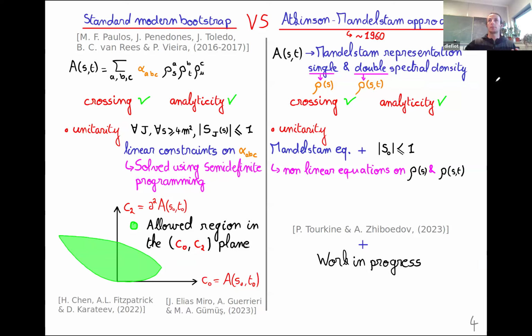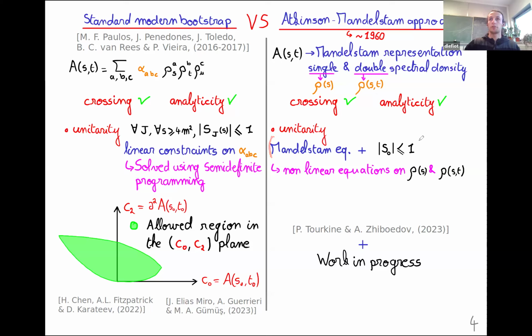So now let's see what is the idea behind the Atkinson-Mandelstam approach. There, the amplitude is parameterized using the Mandelstam representation. So basically, it means that the amplitude is parameterized by two functions, the single spectral density and the double spectral density. And this also satisfies crossing symmetry and analyticity. And so similarly to the other method, we just need to impose unitarity at this point.